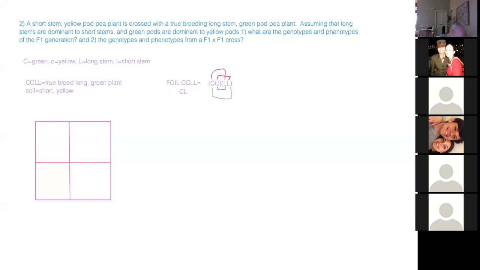So the only thing that this particular individual can pass along is capital C, capital L. So that's for the true breeding long green. Now I'm going to put up the next thing, and I would like 4 individuals to give me the possible combinations for CCLL. And we'll go ahead and label that out just for making it look the same.